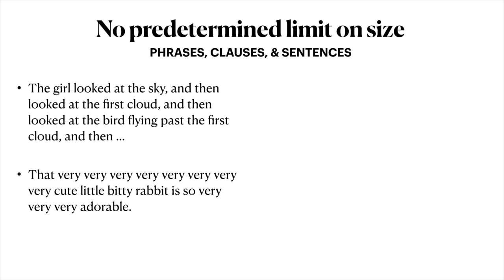Here's another example of a sentence where the length of the sentence is essentially unlimited. That very, very, very, very, very cute little bitty rabbit is so very, very, very adorable. So this sentence is definitely understandable. You understood it. At least I assume you did. And we could have put in 30 more verys and it still would have been an English sentence. What's the difference between a sentence with 1 very, 2 verys, 3 verys? I don't know, but you can still say it and people will understand you. So there's no predetermined limit on the size of the complex utterances, the sentences that can be uttered in human language.